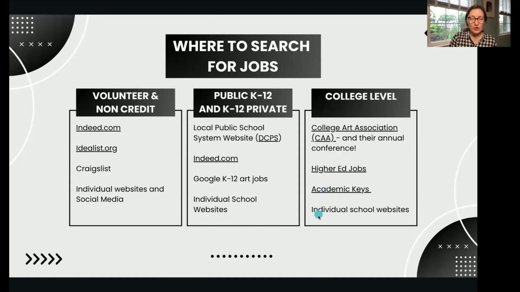And again, individual school websites. So same thing we said over here, make a short list of schools in your area where you would like to work, and just check their HR pages, because that'll be the very first place these jobs appear. And I think sometimes they get filled before they even make it to the, what do you call them? The hiring website. All right, questions about searching for jobs?